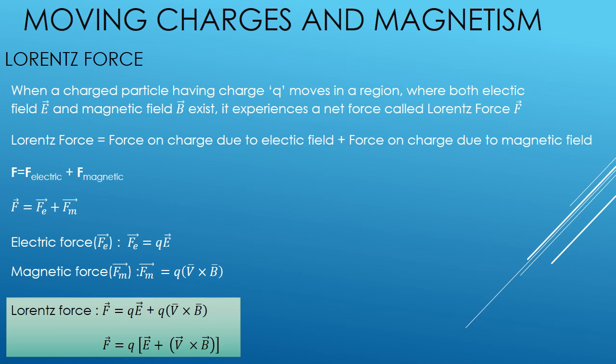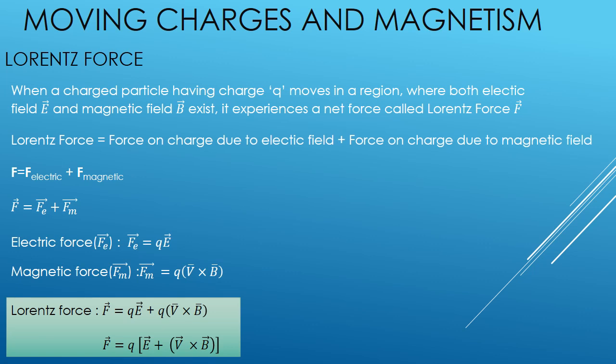When a charged particle is subjected to electric field and magnetic field simultaneously, it will experience both the force due to magnetic field and the force due to electric field. The combination, or the resultant, of these two forces is called Lorentz force. Or we can say whenever a charged particle moves in a space where both electric and magnetic fields are present, the force on that charged particle is known as Lorentz force.